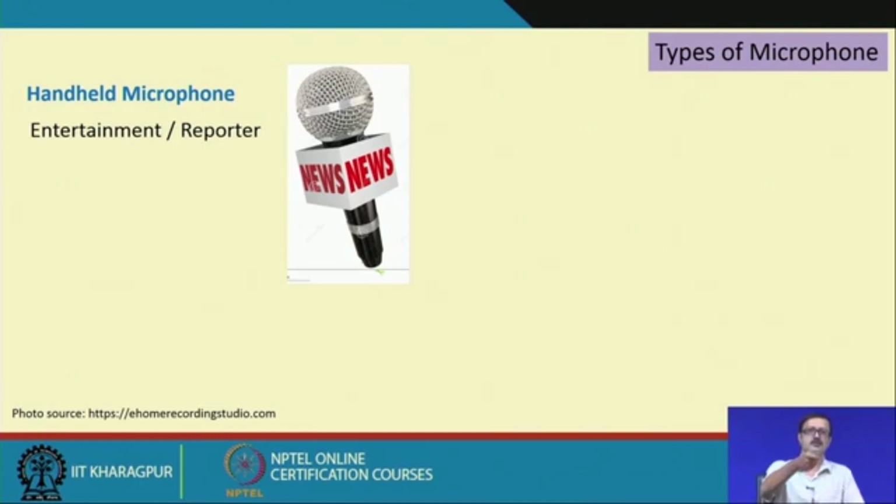They put it in front of somebody's face and give some bites to the journalist, and they use this type of handheld microphone. There are two types of handheld: one is with a cord, and sometimes it is without a cord; cordless microphones are also available.